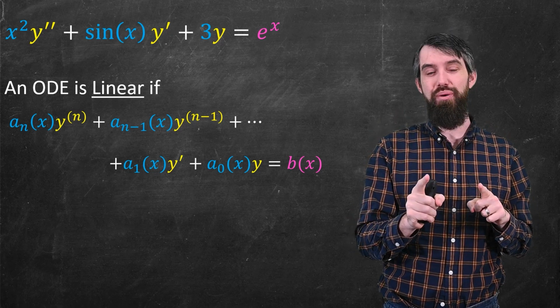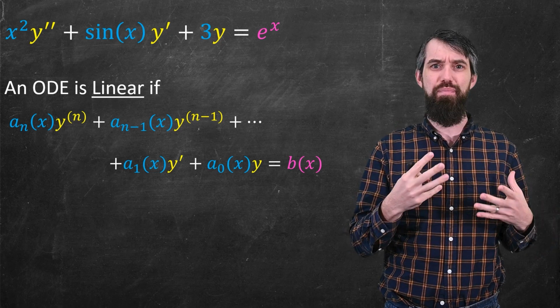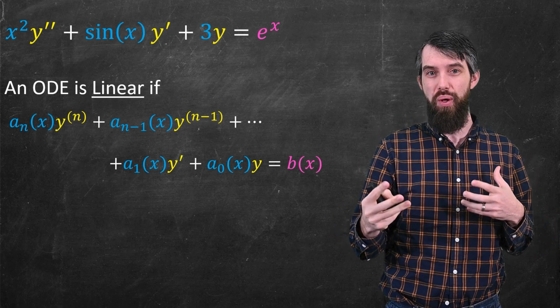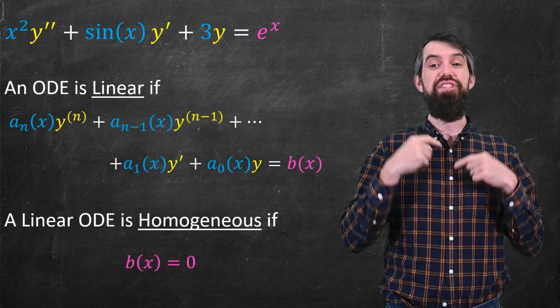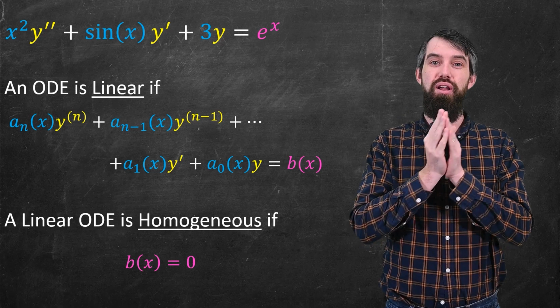One more buzzword for you is if that b of x, if that right-hand side, the thing that's multiplied by just the function 1, no y's at all, if that is 0, we additionally call it a homogeneous linear ordinary differential equation.